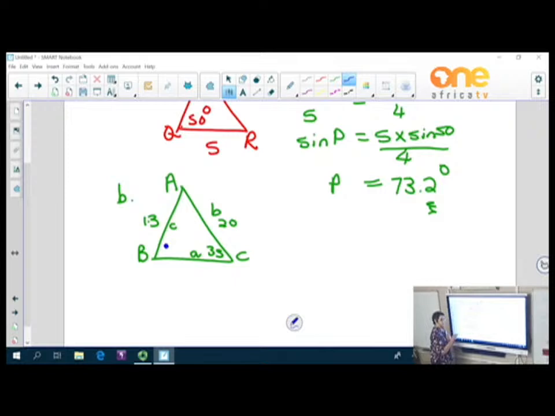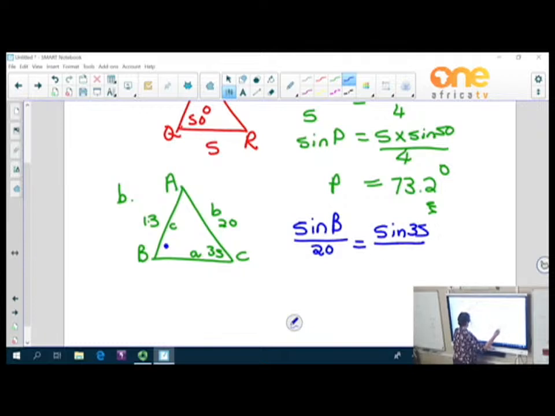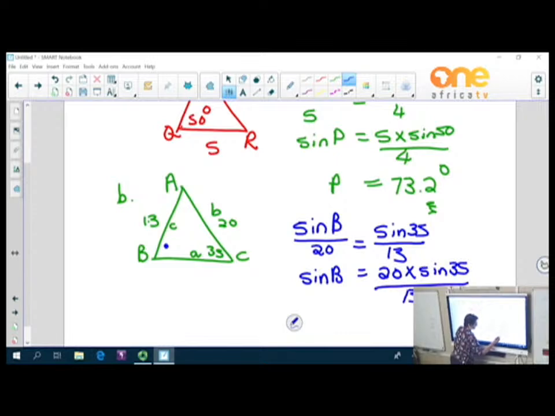That is the one that I'm going to put in the left. So sine B, which one is opposite here? 20, is equal to sine 35 over 13. Opposite sides and angles. So you want sine B. So this is going to be 20 times sine 35 divide by 13.